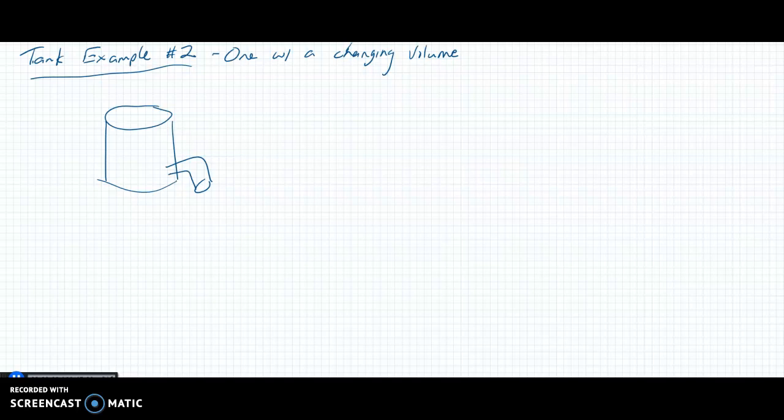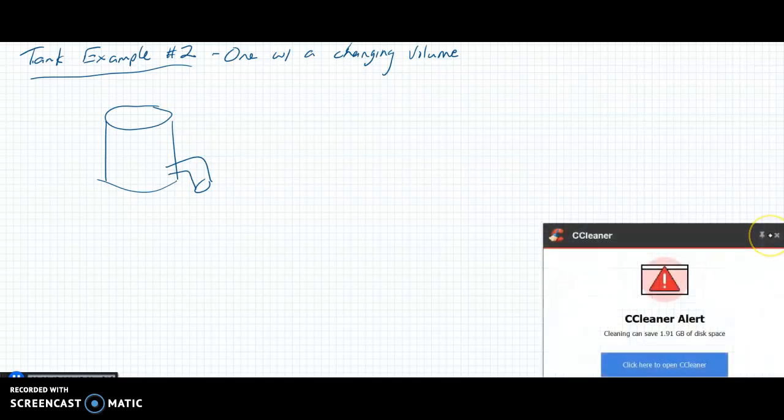All right, tank example number 2 here. This is one where we get a volume that is not constant. In the first example, I think the volume was a constant 100 liters, so that actually made it a little bit easier.